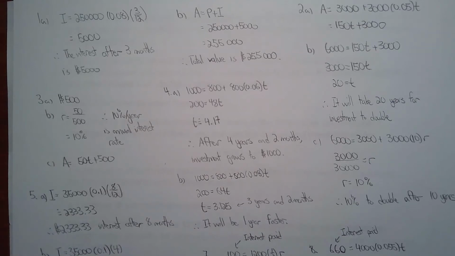4A, you're calculating how many months or how many years, rounded to the nearest month. So we're going to assume there that it's paying out interest every month. So it'll be 4 years and 2 months. You have to round up.